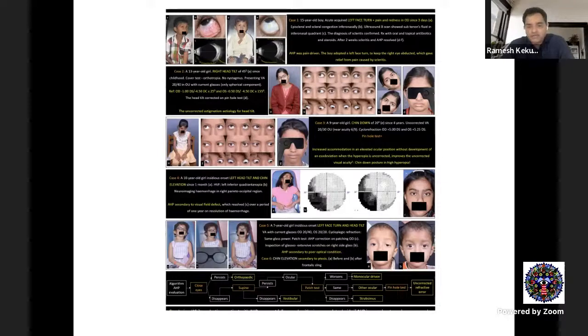The third picture on that, she has a chin down position because of refractive accommodative esotropia. Once we gave glasses, she became all right. Fourth case, where you can see the visual field defect, she had that kind of abnormal head posture. She had resolution of this hemorrhage in the parieto-occipital region, and then it improved.